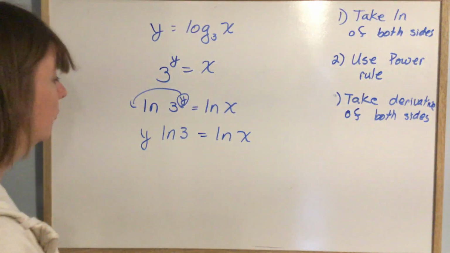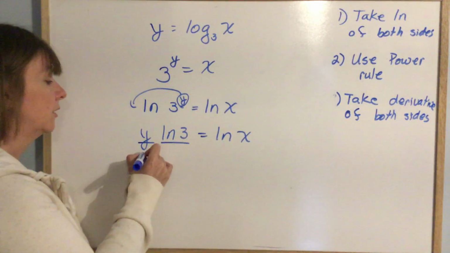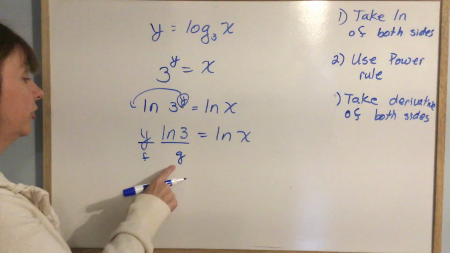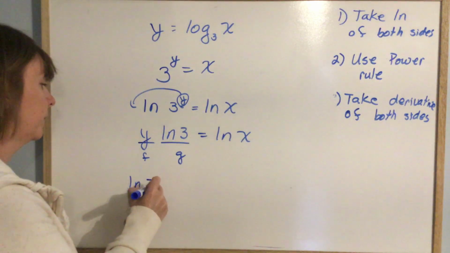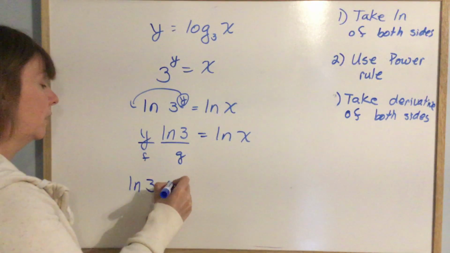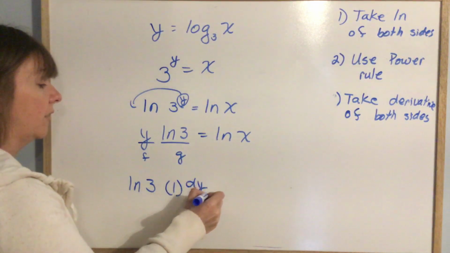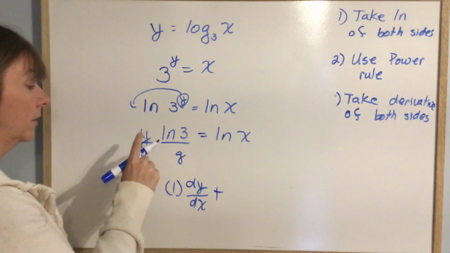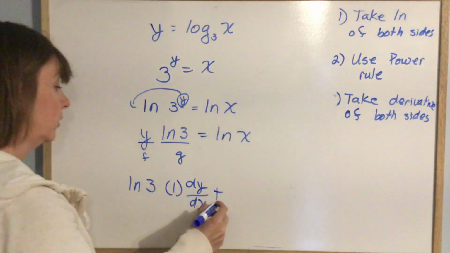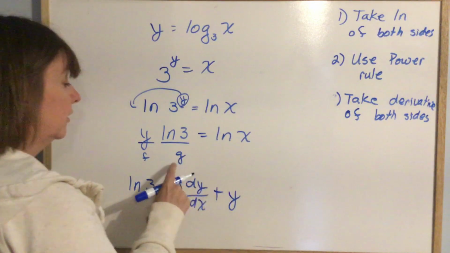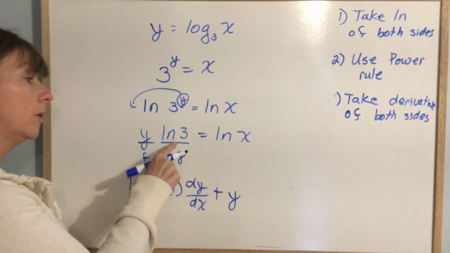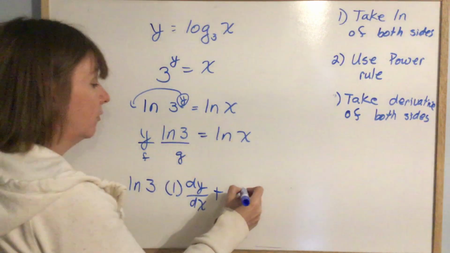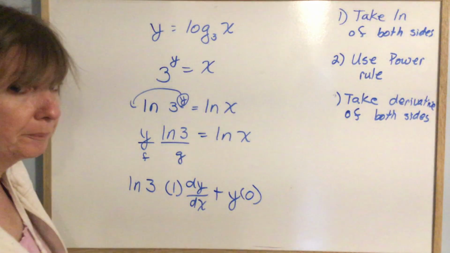Now I can take the derivative of both sides. This side, here's your f, here's your g. You're actually going to do the product rule. So g, which is ln 3, f prime. Well, the derivative of y is 1, but I have to say I did that with respect to x. Plus f, which is y, times g prime. But remember, the derivative of ln 3, since it's a constant, is just automatically 0.